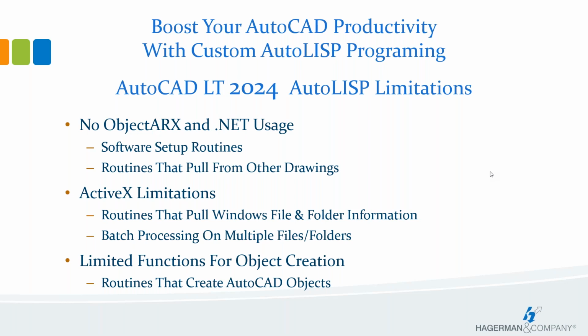If you're trying to do stuff with Windows file and folder information, that's why when I tried to, I couldn't populate all those blocks from the PNID library in that one dialog box, because in LT it will not pull Windows file and folder information because that uses ActiveX. Batch processing on multiple files and folders, that's all using ActiveX. That's why both the property update and the batch processing of all the drawings to update the blocks didn't work, because that uses ActiveX, and therefore it won't work in LT.